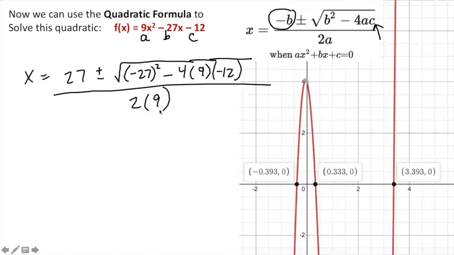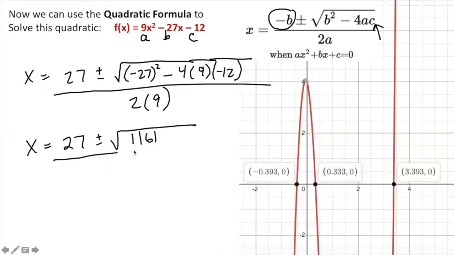All right, so the next step here will be to crunch this out a little bit more. So we have X equals 27 plus or minus the square root. I'm going to punch this all into my calculator in parentheses, just like you see it. So parentheses negative 27 squared minus 4 times 9 times negative 12. That will give me 1,161, or 1161. So that goes in the radical all over 2 times 9, which is 18. All right, so let's keep going. We have X equals 27 plus or minus. Let's see what happens if we take the square root of 1161.